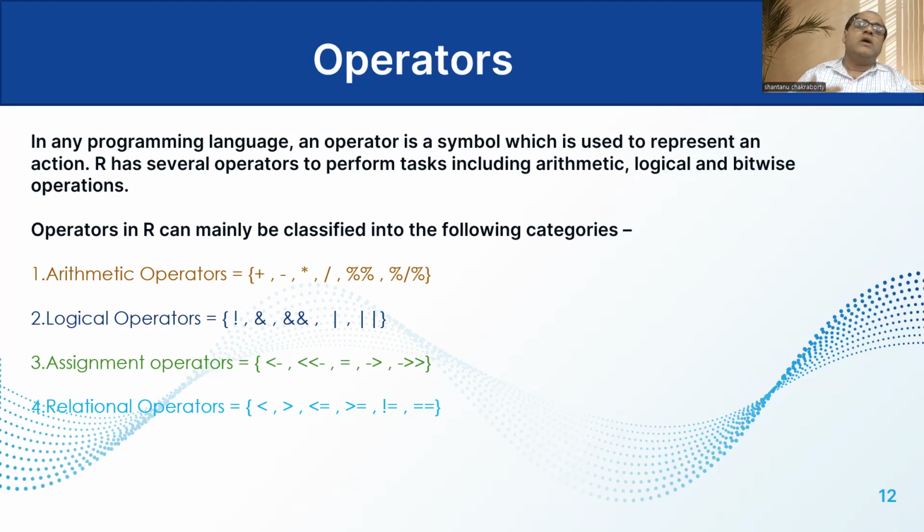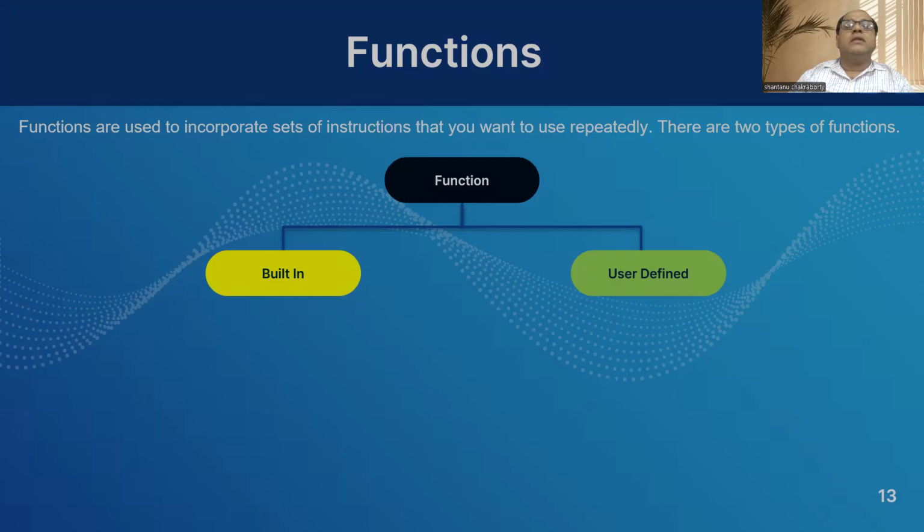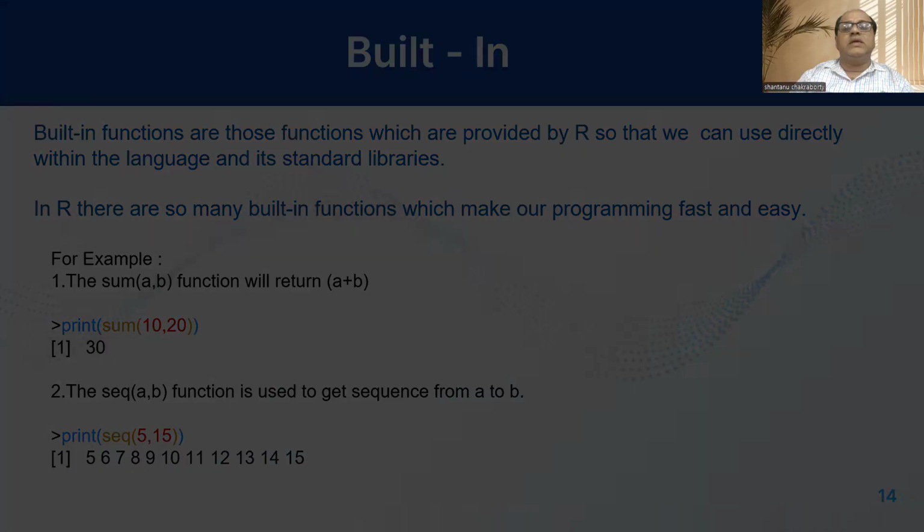The difference between the assignment and the equal to operator is that the equality of both the left hand side and right hand side is seen when we use the relational operator double equal to. But when we use the assignment operator, whatever is the value of the expression on the right hand side is assigned to the left hand side. So these are some of the operators that we use in R.